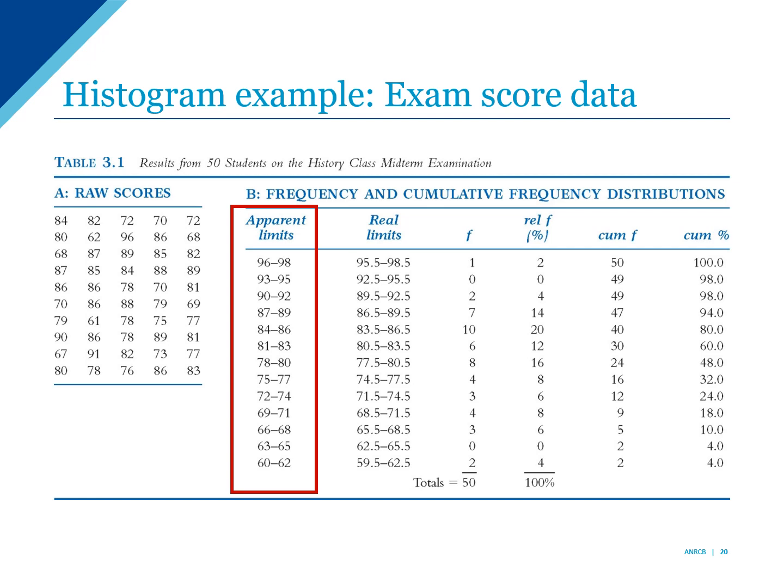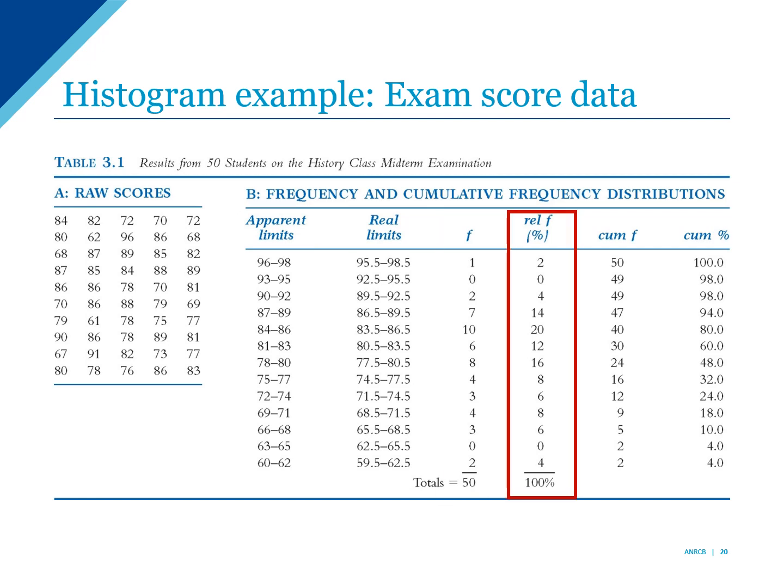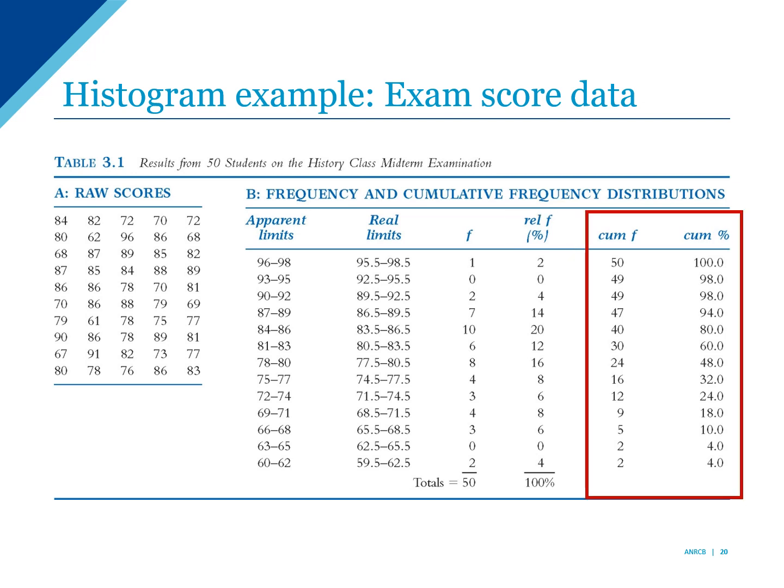You probably recognize this as a frequency distribution table. So we have our intervals listed, and then columns with the frequency, relative frequency, and cumulative frequency in percent, in order from lowest score to highest for each score interval.